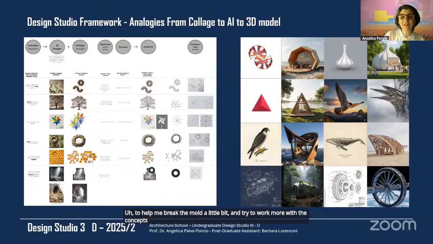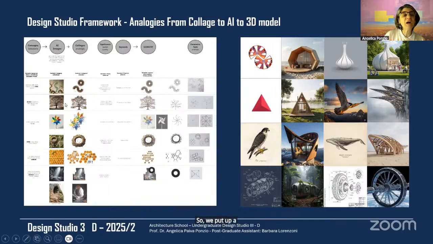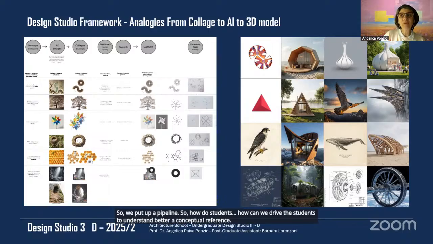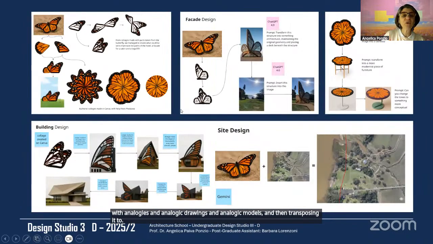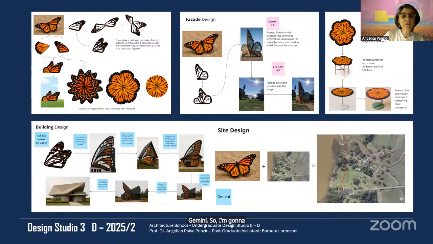This is happening now, like this is from last week. So we put up a pipeline. So how can we drive the students to understand better a conceptual reference and to integrate it into their own projects. So we started working with analogies and analogic drawings and analogic models, and then transposing it to Gemini. So I'm going to show you only two works, and then I'm done. This is one group that worked with Butterfly.